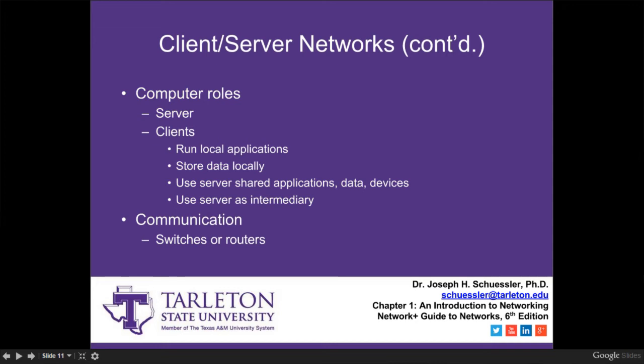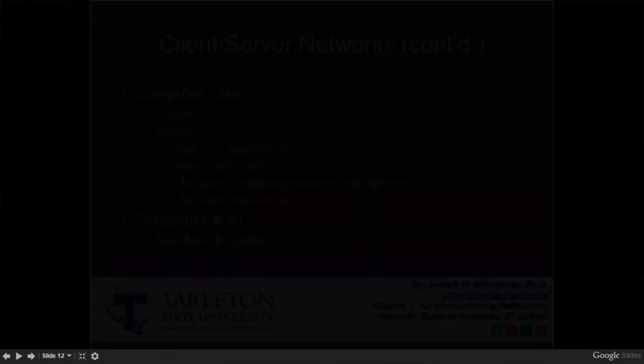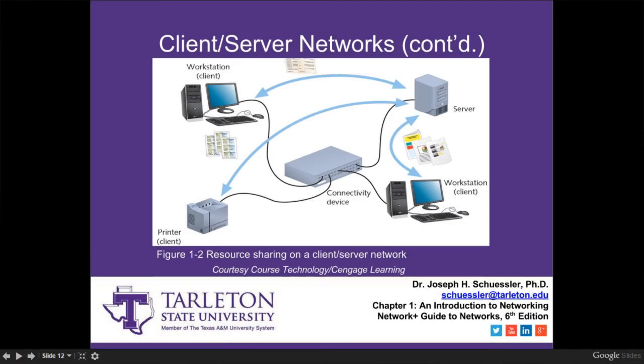We need some sort of a device that operates in the middle, some sort of communication device. Often this is going to be a switch, a router, possibly a hub. There are a number of devices, but there has to be something that helps us to connect these various computers in these roles. So again, graphically, this is what a client-server environment might look like. We've got a couple different computers, we've got a server, we've got a printer.